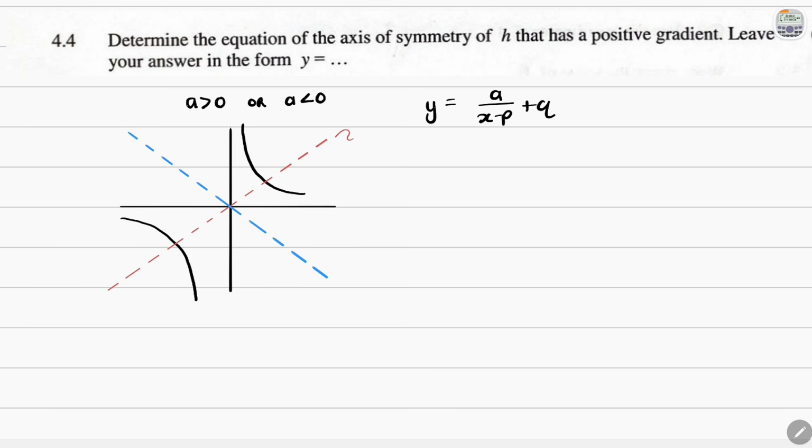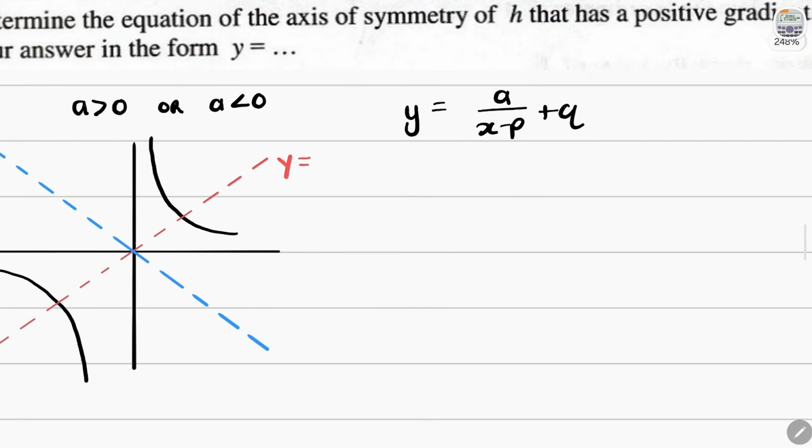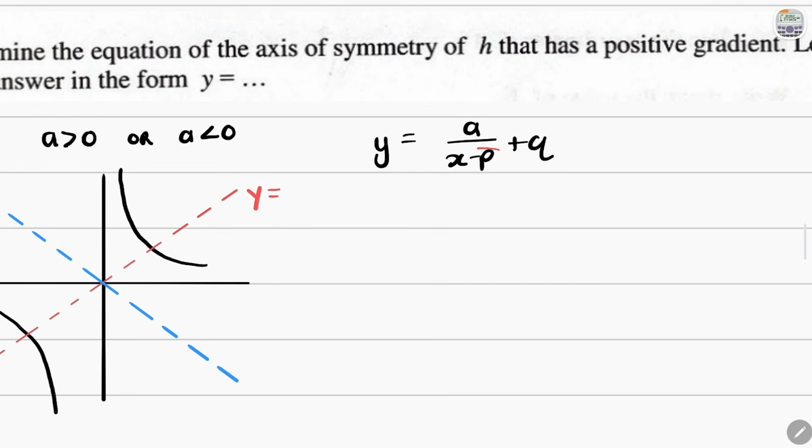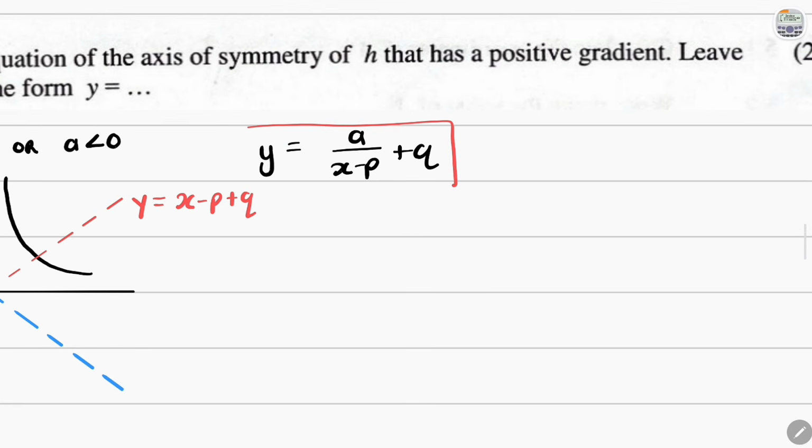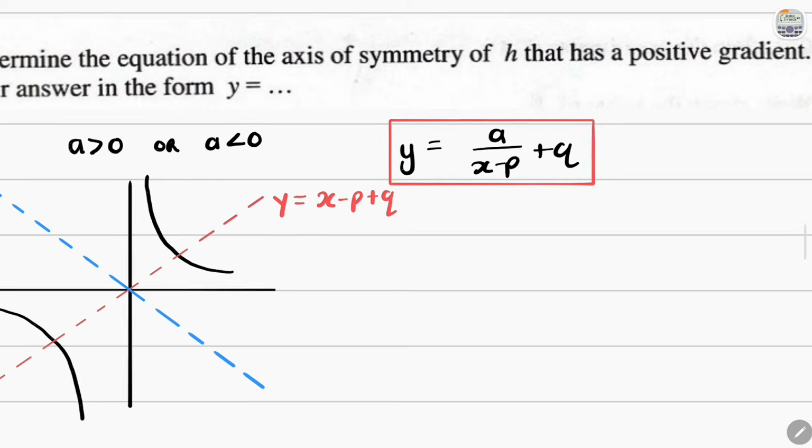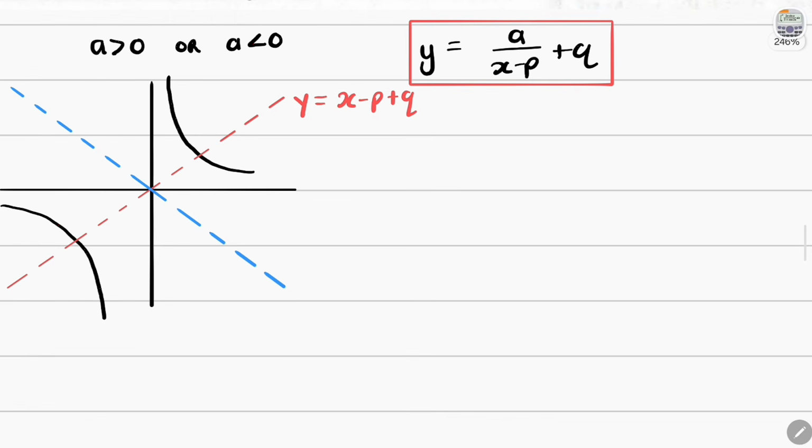The one with a positive gradient is y equals, and it's easy to remember because it just follows this flow. You see how we have x minus p plus q. That's exactly what it is. It is y equals x minus p plus q. So if you remember the general form of your hyperbola, you will always remember this information. And then the one with a negative gradient simply looks like this.